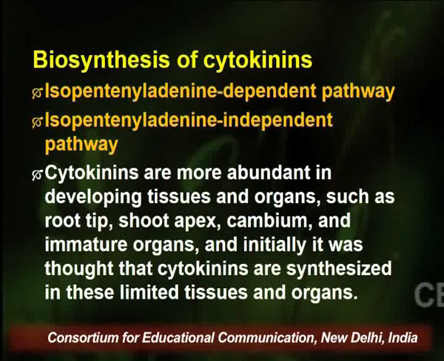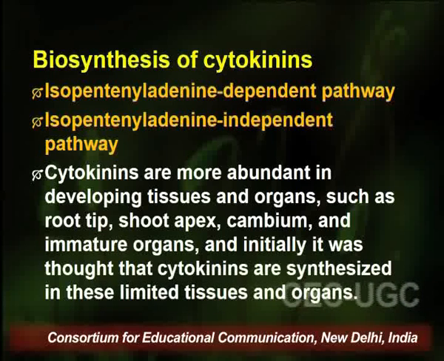Now we move on to the biosynthesis of cytokinins, that is how they are produced, how they are synthesized within the plant cells. Broadly, there are two different pathways that have been suggested for the biosynthesis of cytokinins. The first one is the isopentenyl adenine dependent pathway, and the second one is the isopentenyl adenine independent pathway.